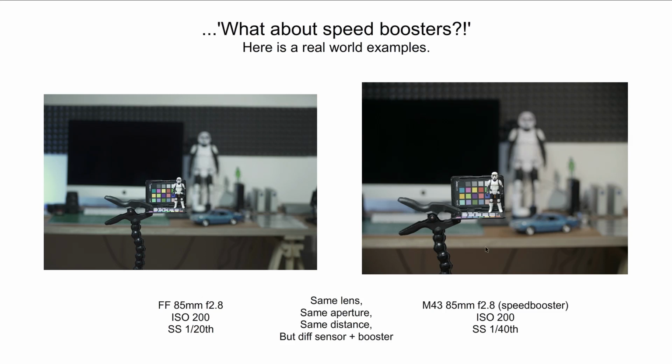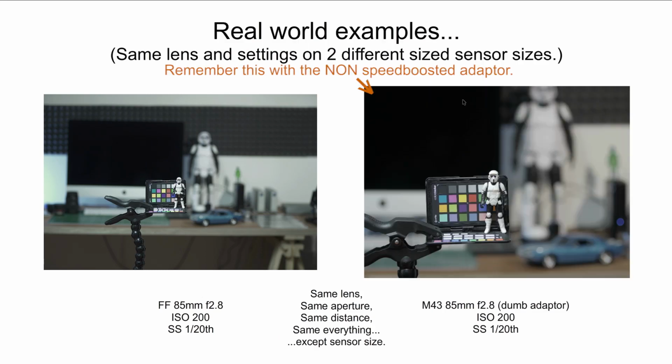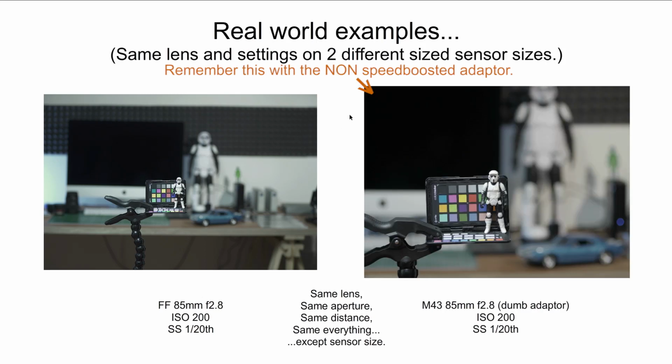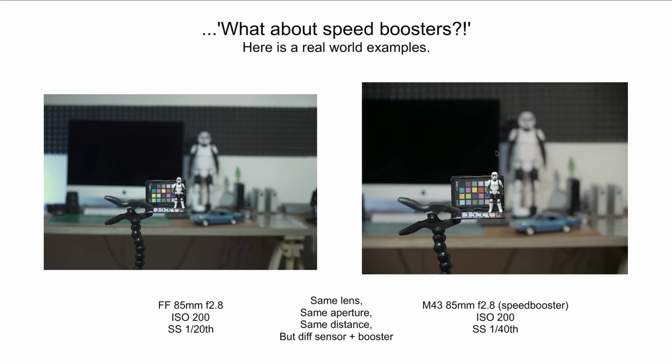So in long, you just need to know that speed boosters are good, but they're not magic. It's not magically making the depth of field different. Technically, compared to our example with the dumb adapter, when the background looked even blurrier, the speed booster is making the depth of field wider than with no speed booster, but it's also competing on the field of view. So this is why people like them, because you're getting a field of view which is more similar to a larger sensor. That is the important change, the field of view, not the depth of field.